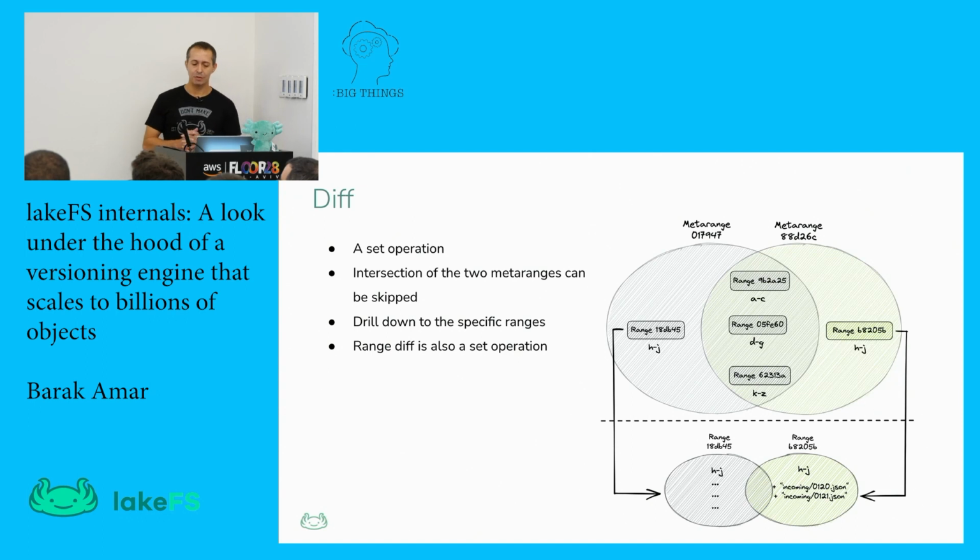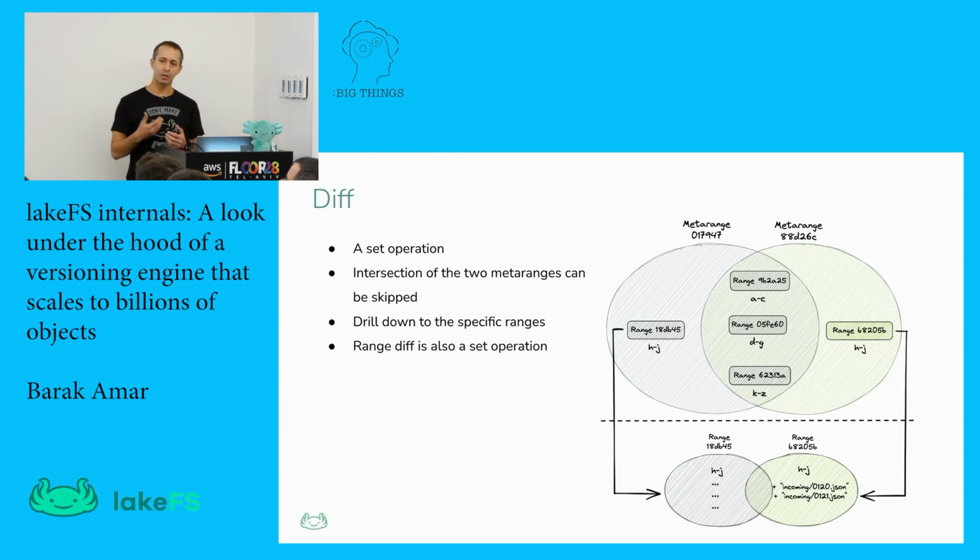And this is how the versioning engine tackles diff. So diff is basically a set operation. We have 2 meta ranges with ordered hashes that represent ranges. All the common ranges can be skipped. It means we are pointing at a range that represents a part of your lake that didn't change. So we can skip a lot of the metadata while we're diffing between 2 commits.